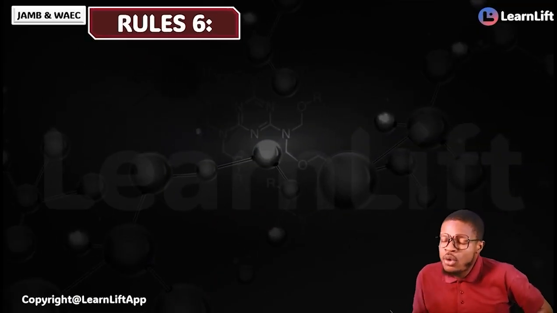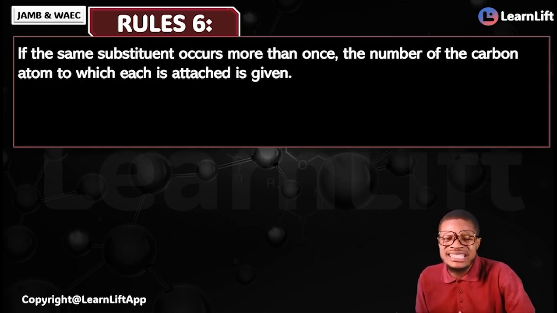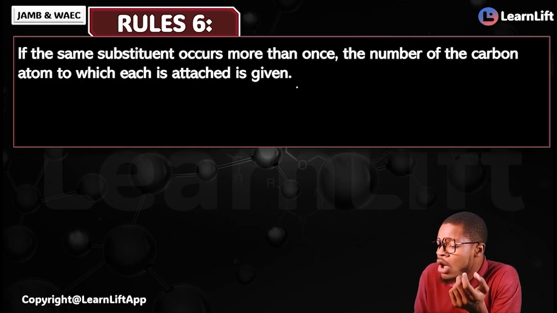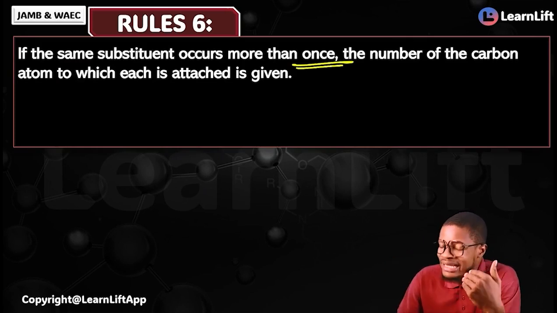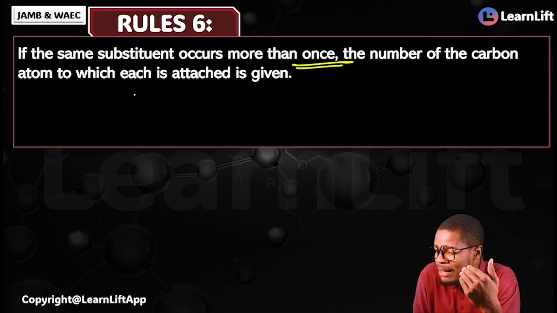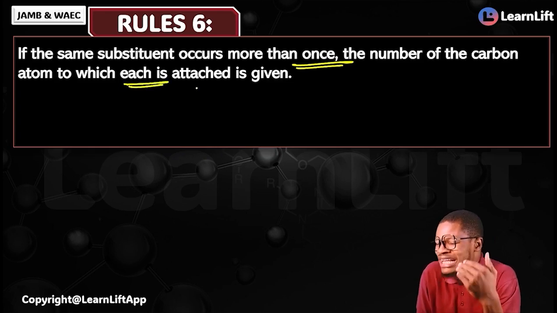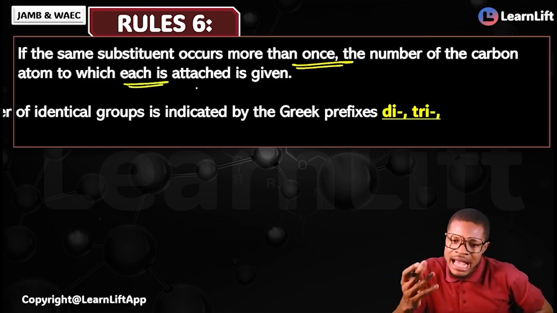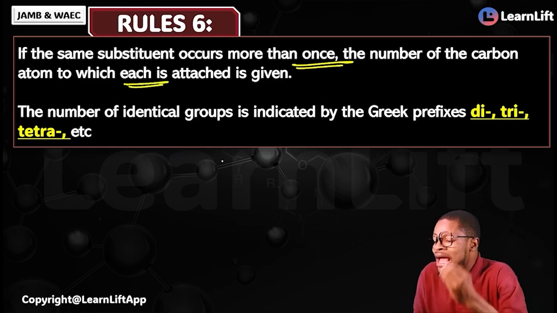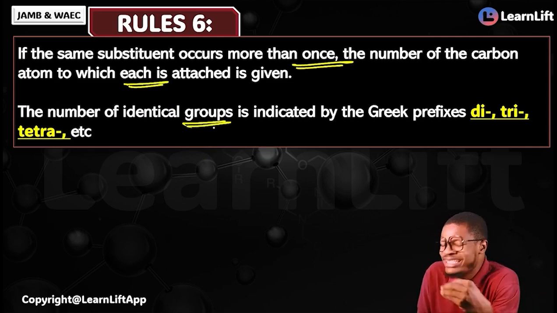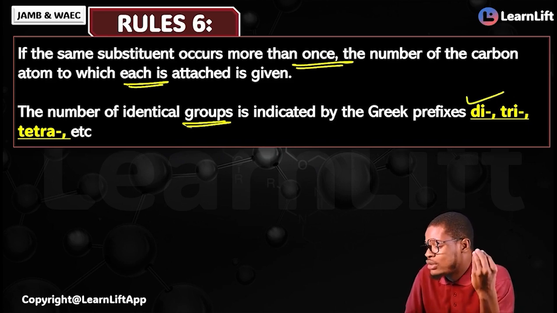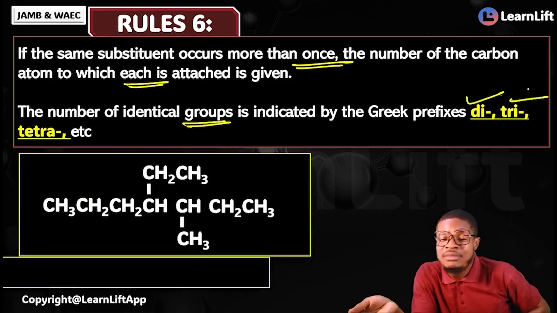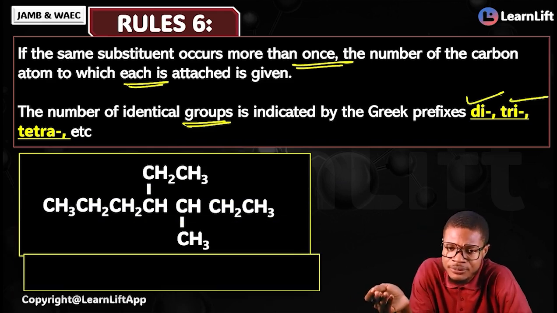Rule 6. What happens in rule 6, very quickly? In rule 6, if the same substituent occurs more than once, the number of the carbon atom to which each is attached must be given. And you must notice that the number of identical groups is indicated by Greek prefixes. That's why we now start having things like di, tri, tetra. What they mean is this. Look at this compound. Name it for me.